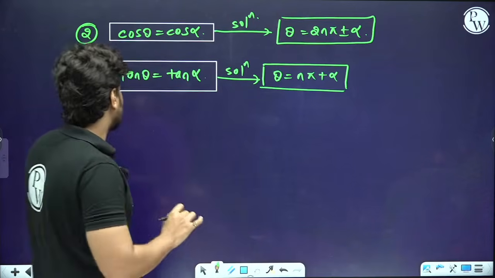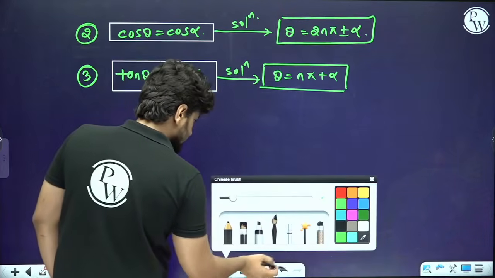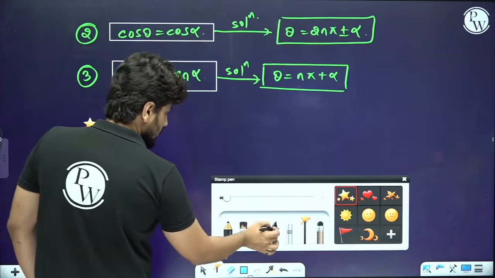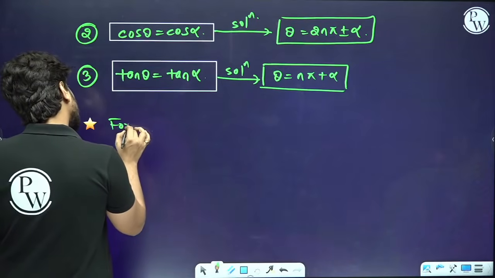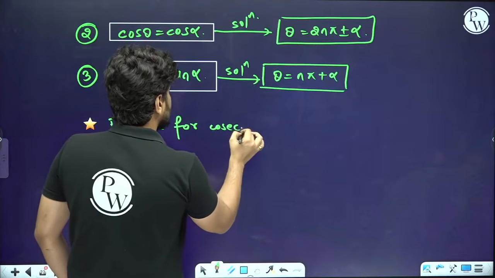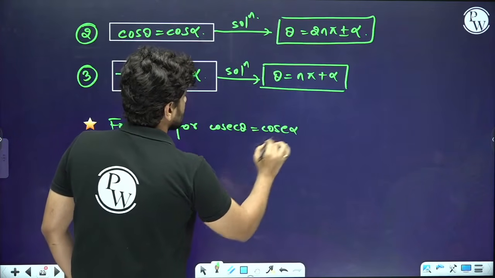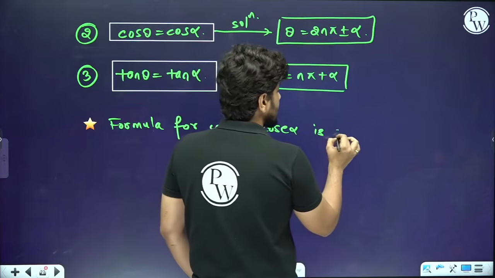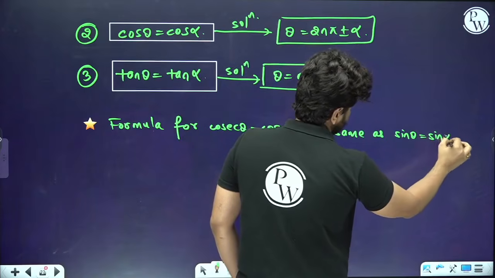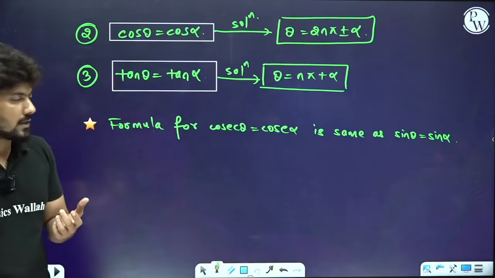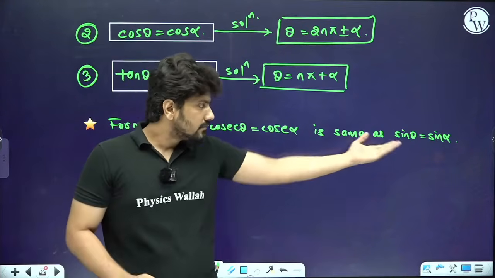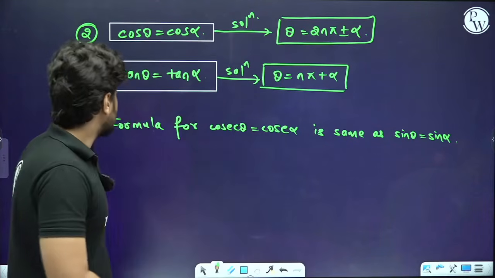You can note it down, that the formula for cosec theta is equal to cosec alpha is same as sin theta is equal to sin alpha. Both of their solutions are same, because cosec theta is 1 upon sin theta, cosec alpha is 1 upon sin alpha. We get to this equation only. So their solutions are same.